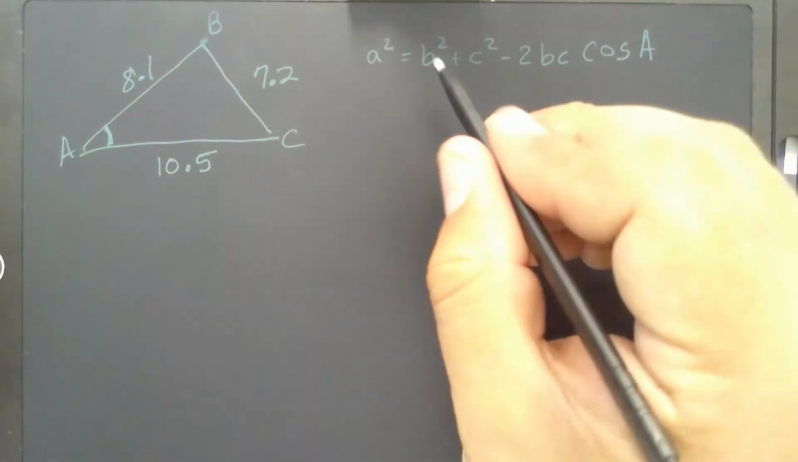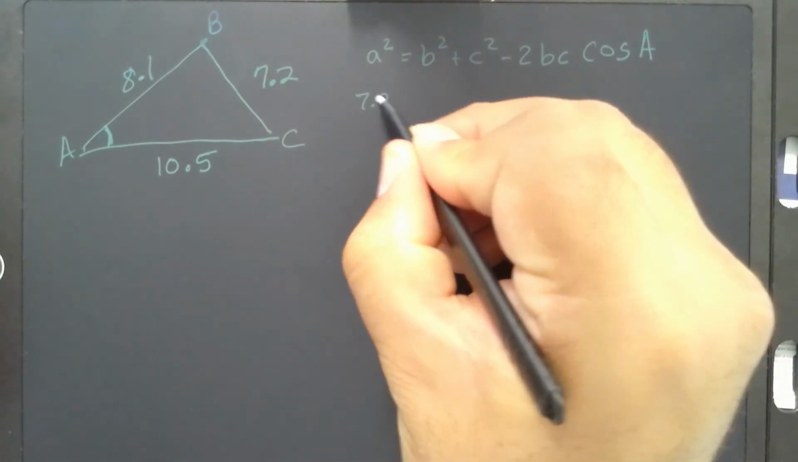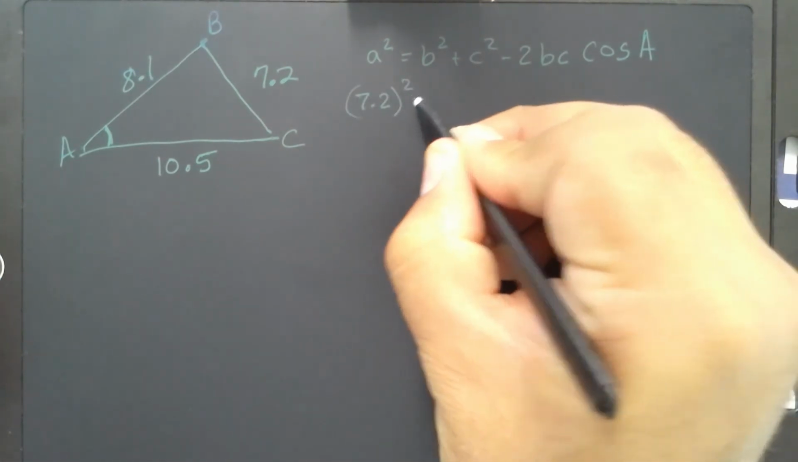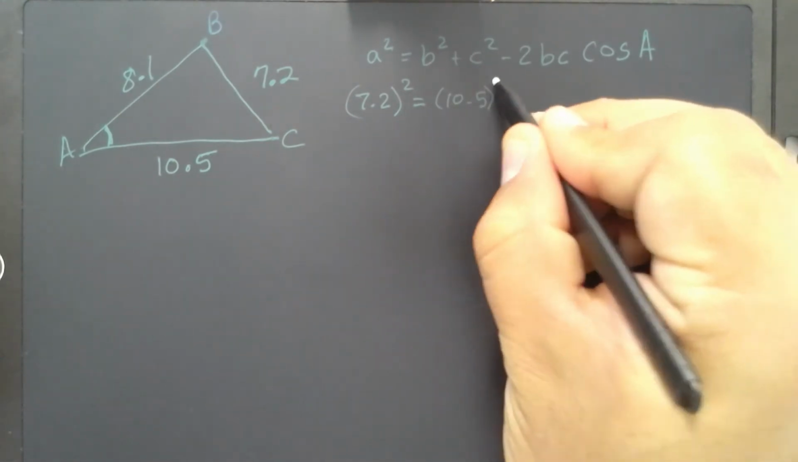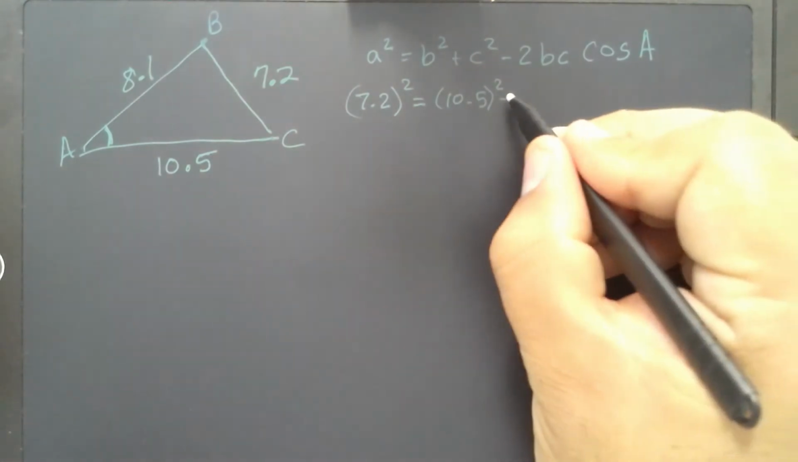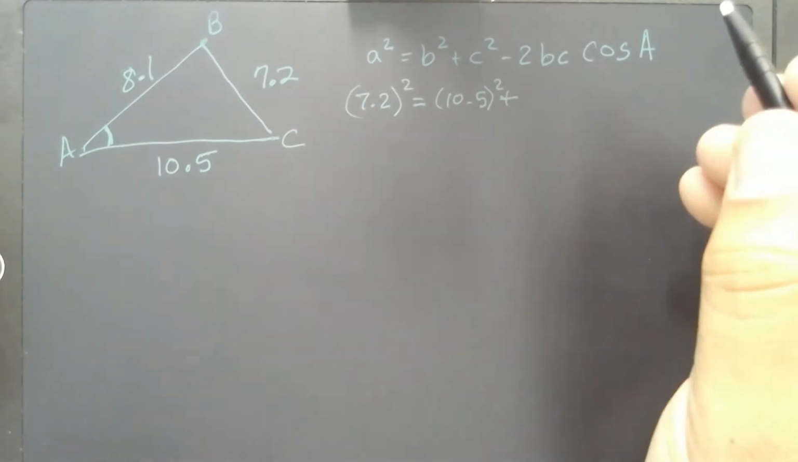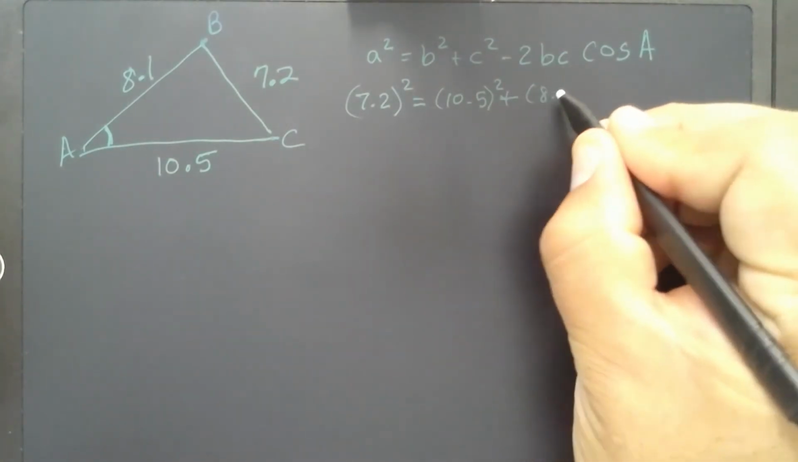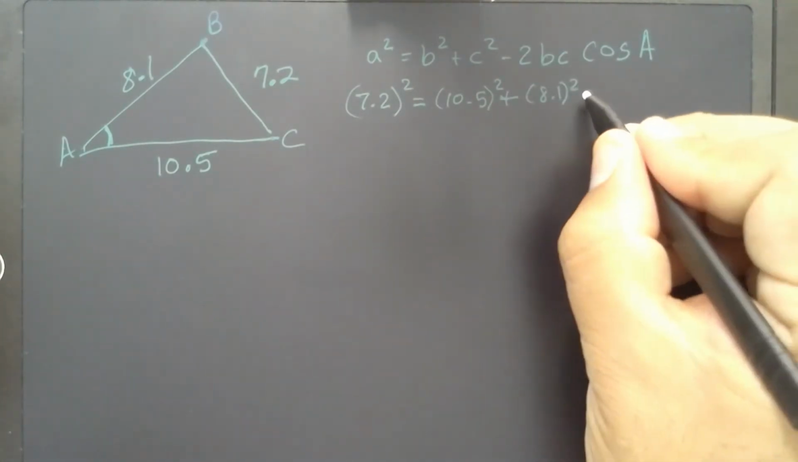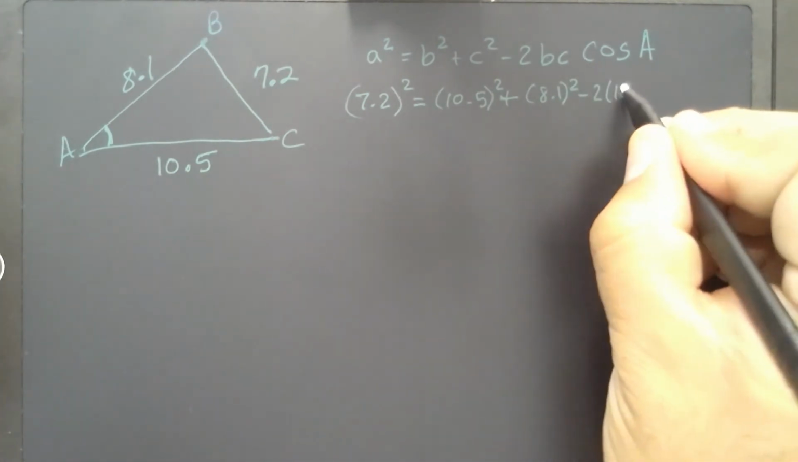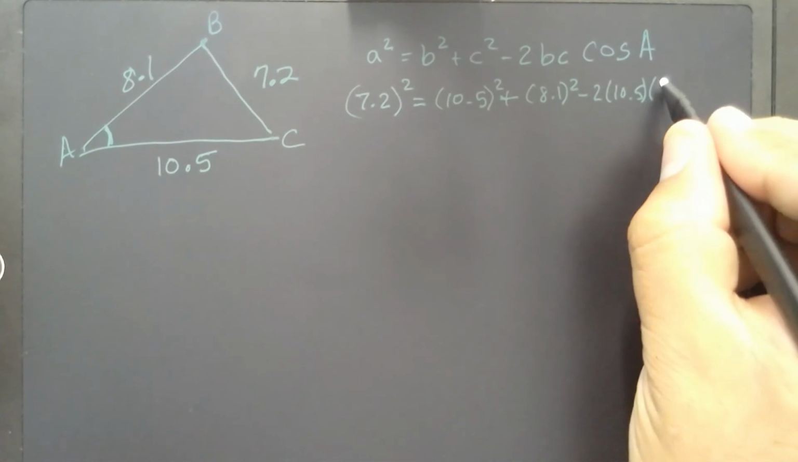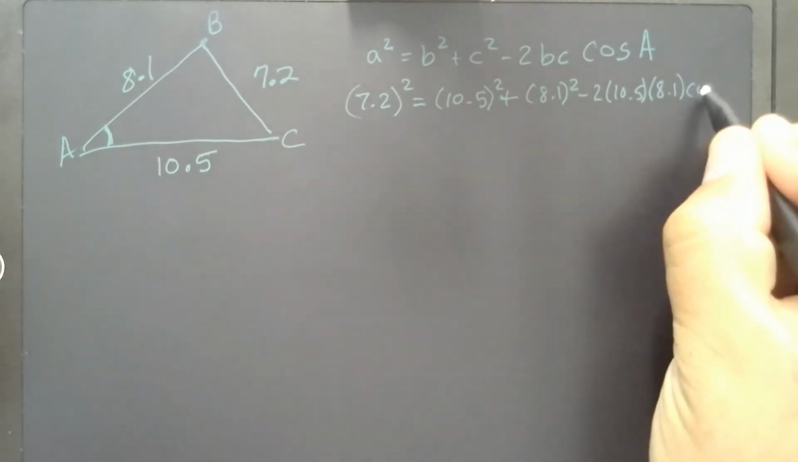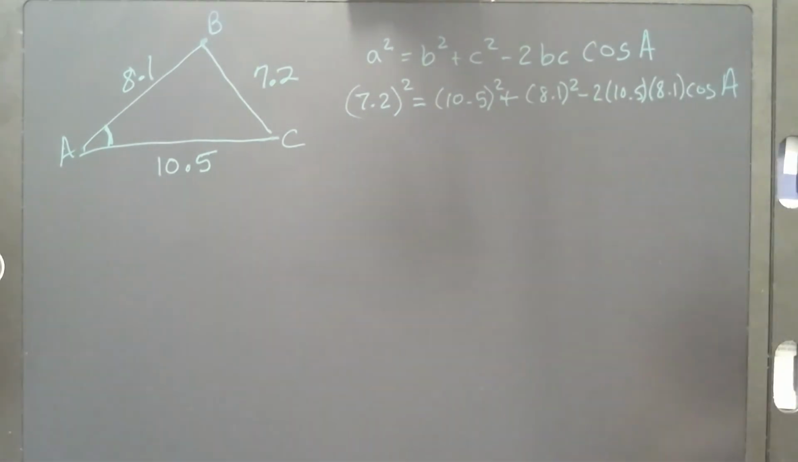So we'll plug it in. A is 7.2 squared is equal to 10.5 squared plus 8.1 squared minus 2 times 10.5 times 8.1 cosine of A.